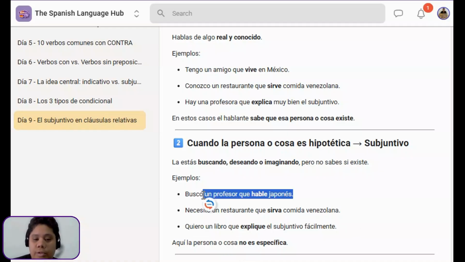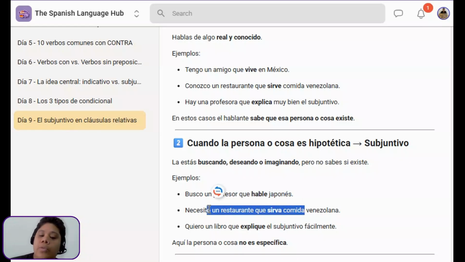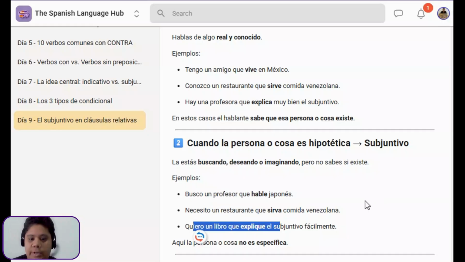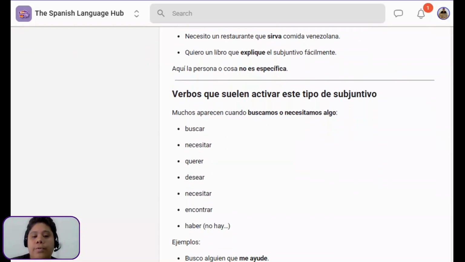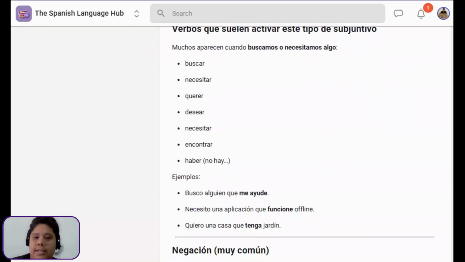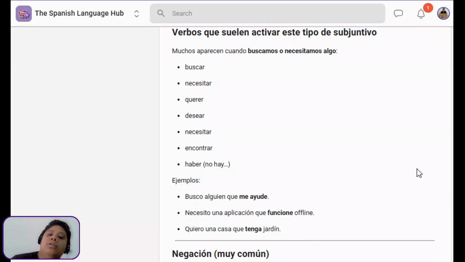We don't know if we can find this teacher or if we can find this restaurant or this book, right? That's when we switch it to the subjunctive. And here you can see some verbs that activate this type of subjunctive, okay? Many times they appear when you're looking for something and when you need something. Because if you need it, it's because you don't have it. If you're looking for it, it's because you don't have it. It's common sense. So these verbs are buscar, necesitar, querer, desear.